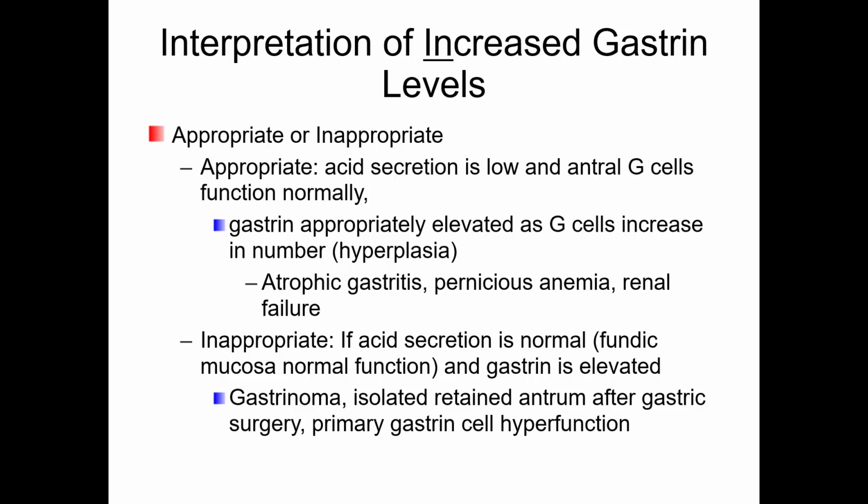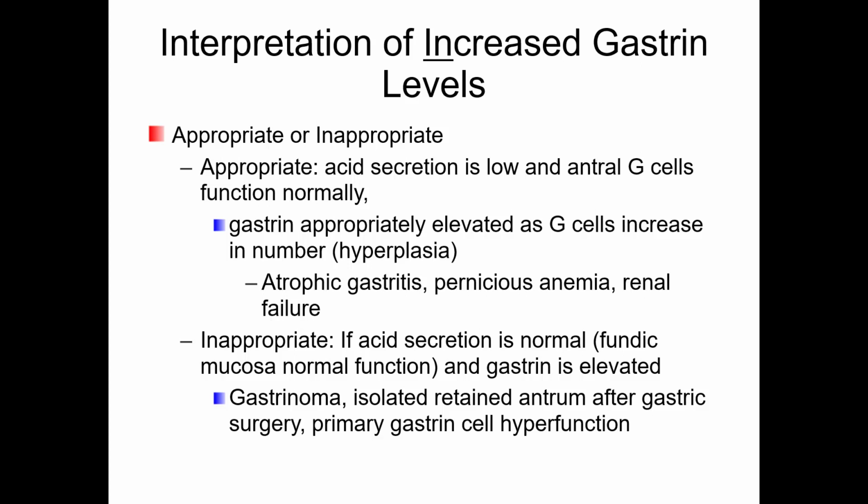Interpretation of increased gastrin levels. So there's appropriate or inappropriate. Appropriate means that the acid secretion is low and antral G cells function normally. Gastrin is appropriately elevated as G cells increase in number, hyperplasia. Atrophic gastritis, pernicious anemia, and renal failure are all indicated with appropriate gastrin levels.